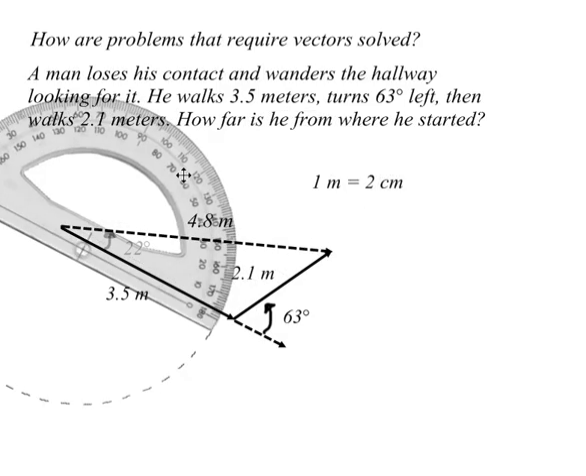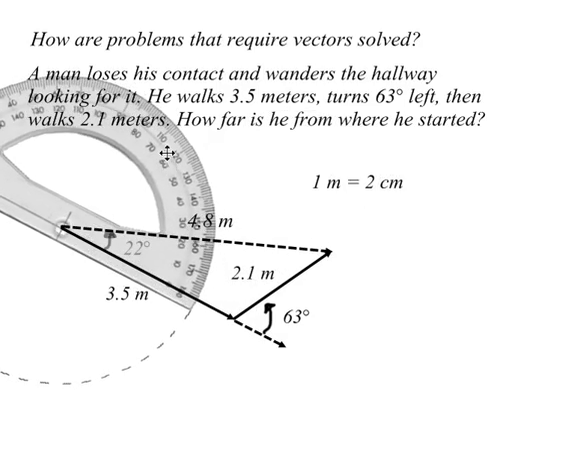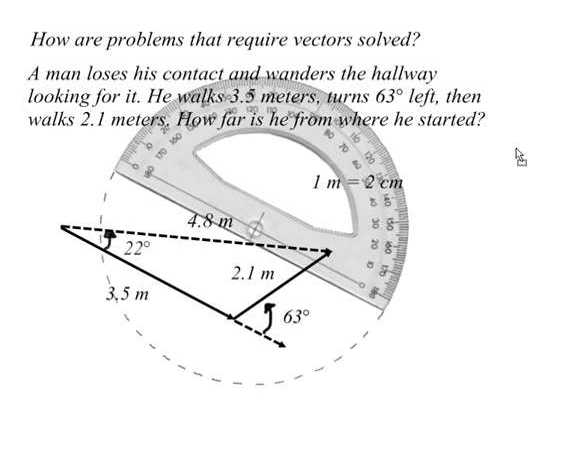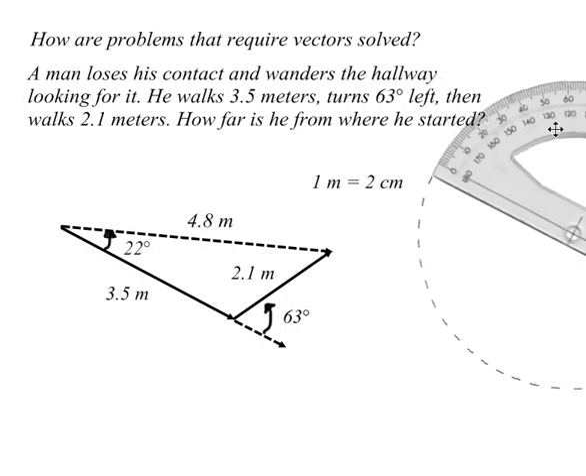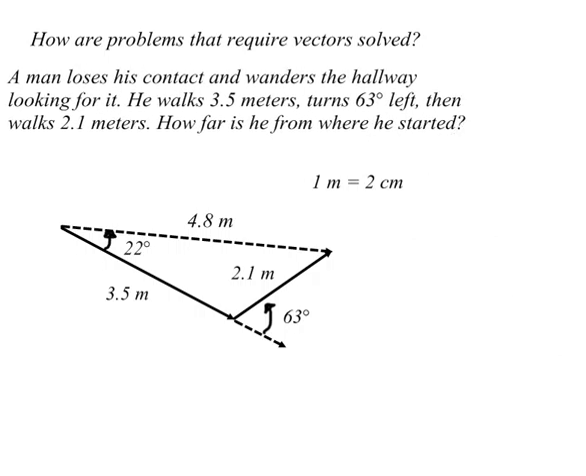Now, since the question describes the direction, the answer would also, and so you'd have to bring the protractor in again to measure the difference between the way he started going and the way he ended up going. Here you can see it's about 22 degrees. So the actual answer would be 4.8 meters, 22 degrees left from his original direction.